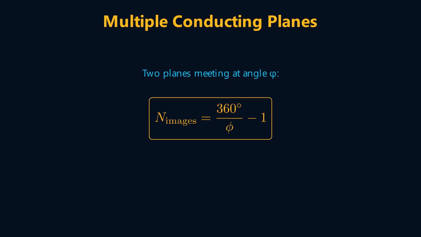An interesting extension is the wedge geometry. When a charge sits between two conducting planes meeting at angle phi, we need multiple image charges. The number of images is n equals 360 over phi minus 1. This only works when 360 over phi is an integer. For example, two planes at 90 degrees require 3 image charges.